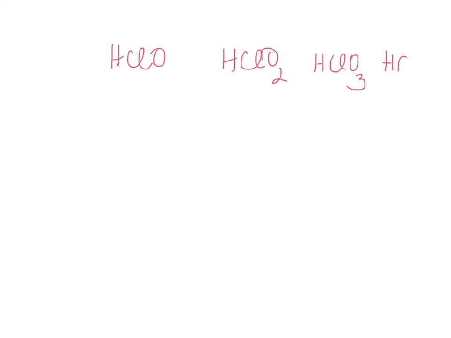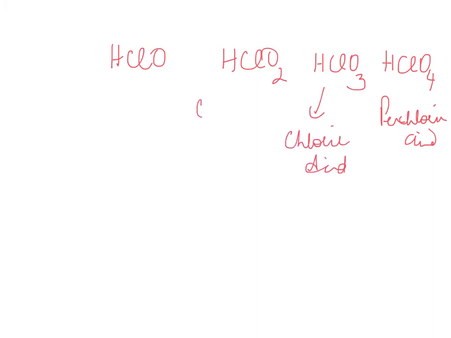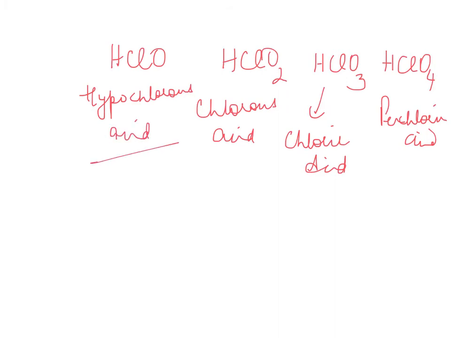Based on this, what I want you to do is come up with the order of acidity for HClO versus HClO2 versus HClO3 versus HClO4. That is perchloric acid compared to chloric acid, compared to chlorous acid, and finally compared to hypochlorous acid. If you can draw the structures and if you can explain that, you're all set. I'll give you the answer to that.